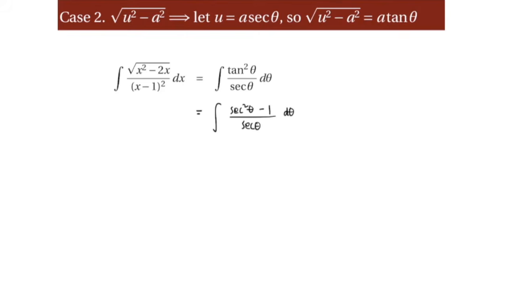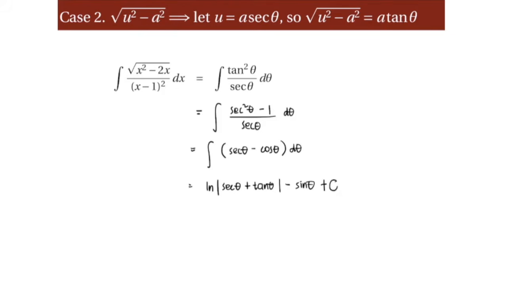And so, you want here to find an antiderivative for secant squared theta over secant, that would be secant theta, minus 1 over secant theta. 1 over secant is cosine theta, d theta. And so, this is now equal to the antiderivative of secant theta, which is ln absolute value of secant theta plus tangent theta, minus the antiderivative of cosine theta, which is sine theta, and then plus the constant c.